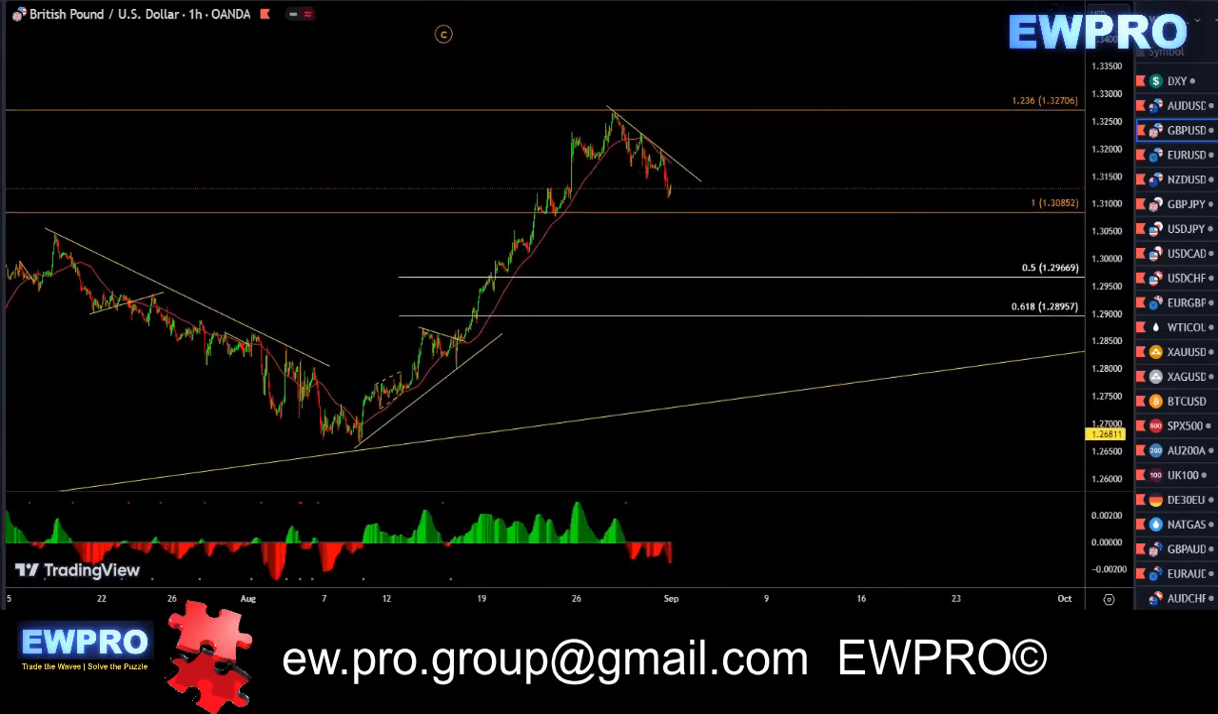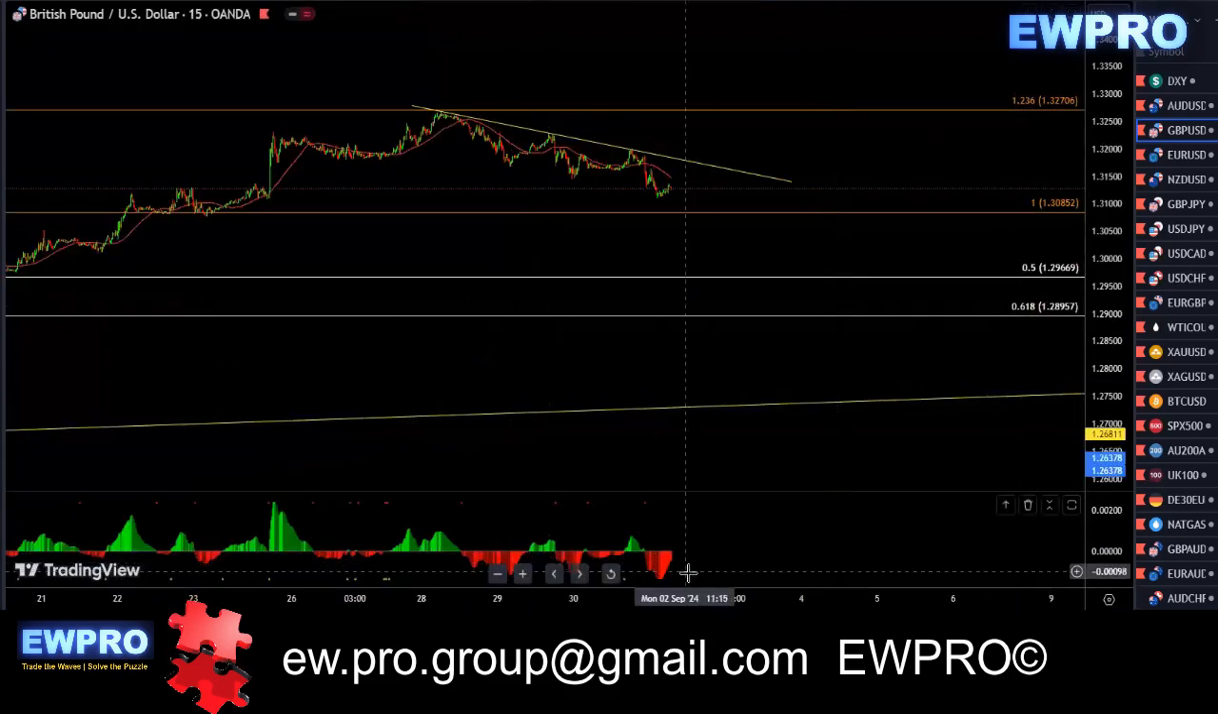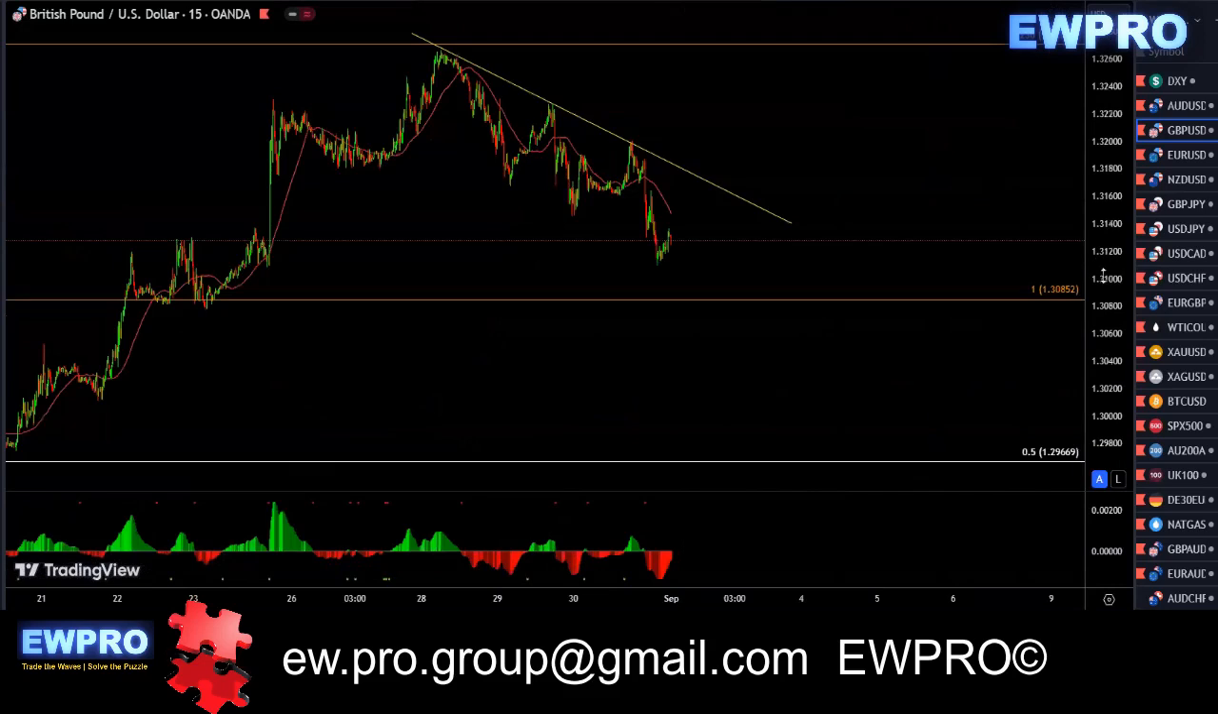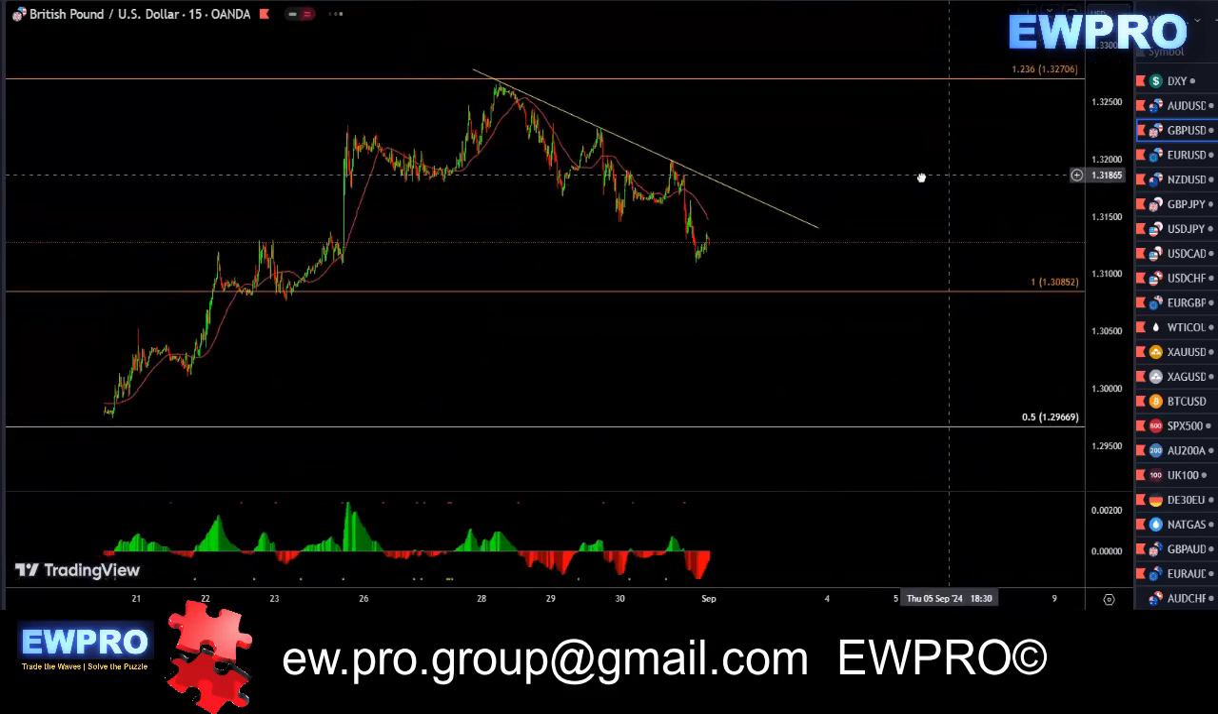But overall, we do have a bull hidden here. So wherever this correction here ends, I'd be looking for more upside. Quickly go down to the M15. We don't have any bullish divergence here on the M15, so more than likely there's still more downside in it.